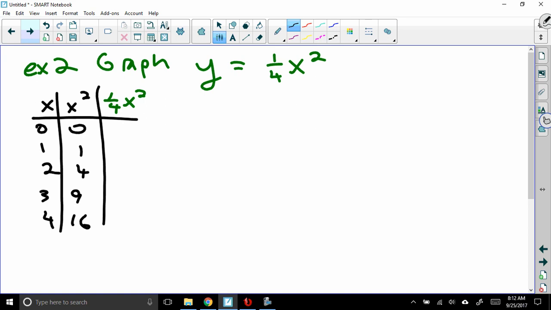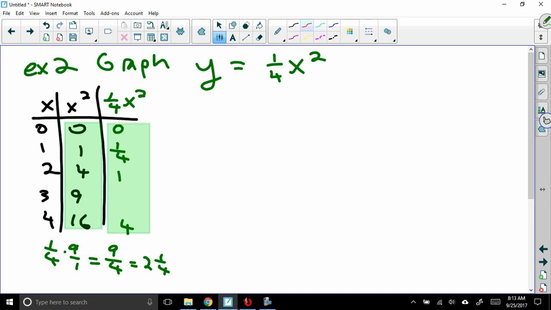So what is different about this? What's different about this is all my y values are going to get multiplied, or compressed, by a factor of 1/4. What's 1/4 of 0? Still 0. What's 1/4 of 1? 1/4. What's 1/4 of 4? 1. Good. Now let's skip over the 3, 9 for a minute. What's 1/4 of 16? 4. Good. Now 1/4 of 9 is 9/4, or 2 1/4.